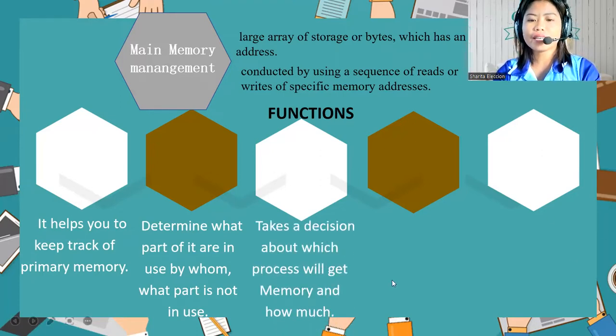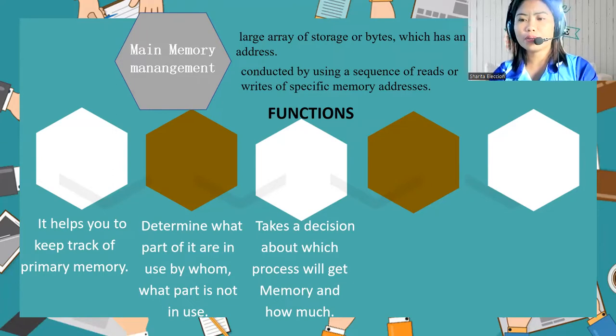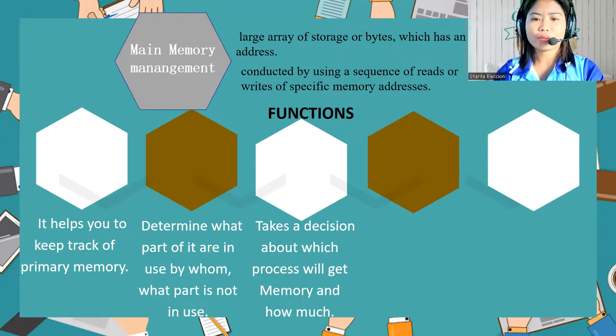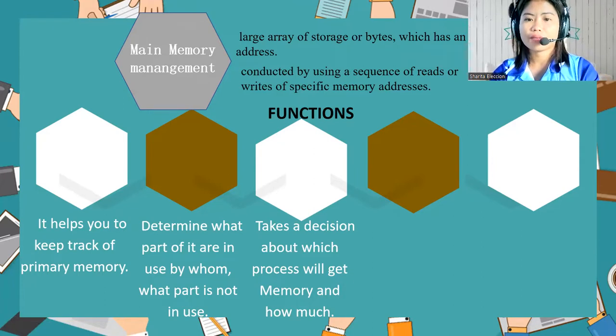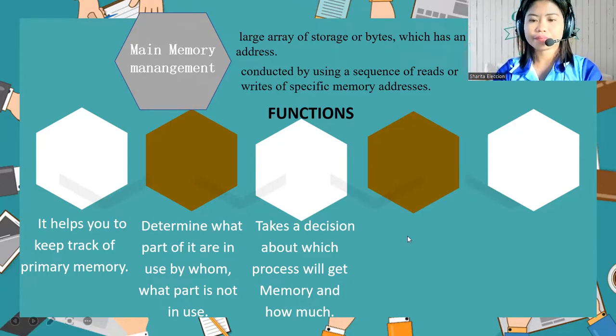Next one is it takes a decision about which process will get memory and how much. So every time some files or storage are loaded to our memory, the main memory management will take charge of which process will get memory, how they will get the memory, and how much of the partition of the memory will be used for those specific files.